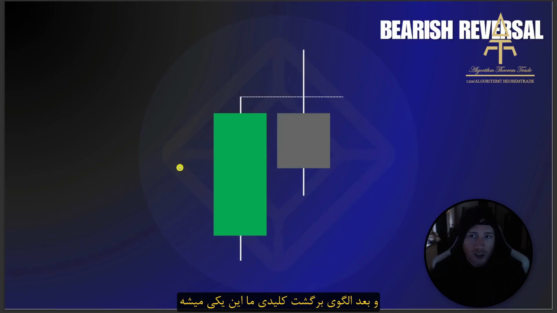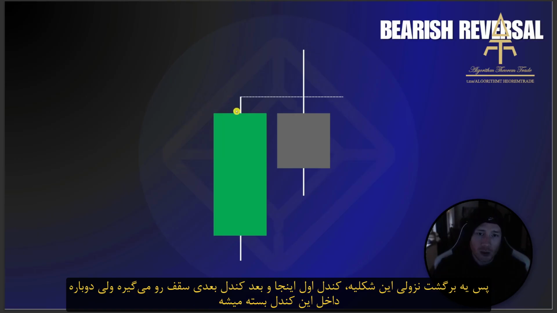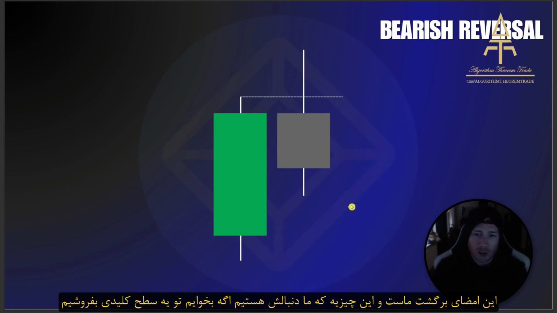And then our key reversal pattern is going to be this one. So a bearish reversal looks like this. The first candle over here, and then the next candle takes out the high but closes back inside of this candle. So this is our reversal signature, and this is what we're going to be looking for if we want to sell in a key level.